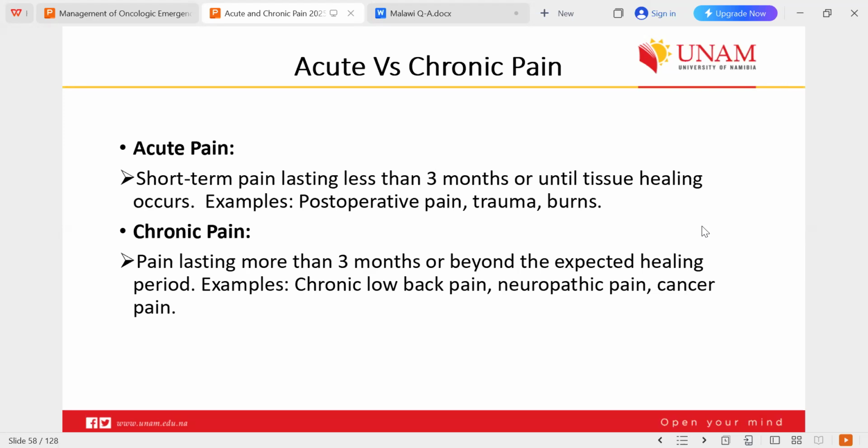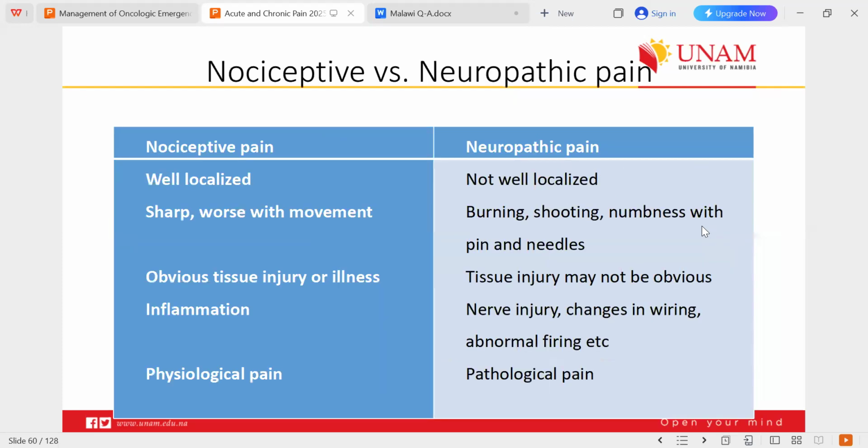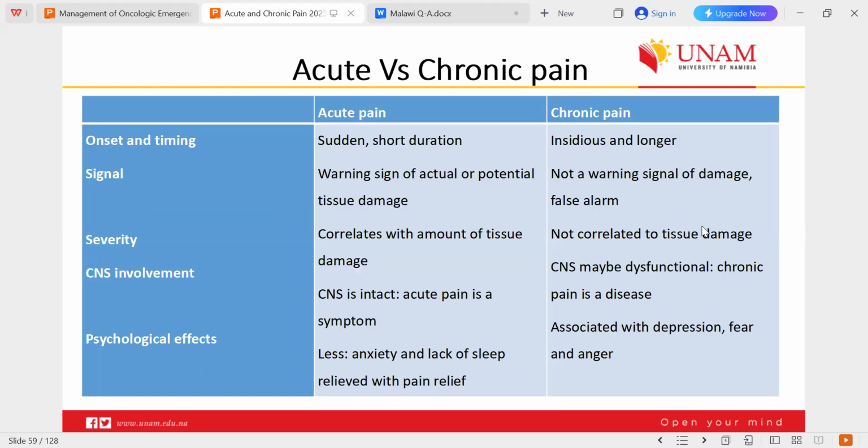So you have chronic back pain. The injury had occurred maybe 6 months or 1 year ago, and tissue healing should have occurred, but the sensation of pain persists. So this leads to chronic pain. So there are different types. I mentioned the differences. Onset and timing: acute pain is sudden and is of a short duration, while chronic pain is usually insidious in onset and lasts longer.